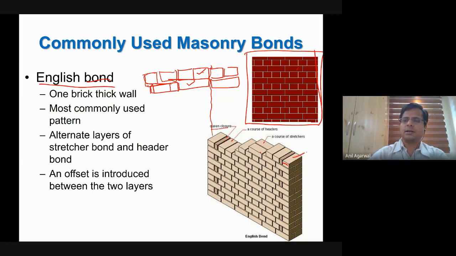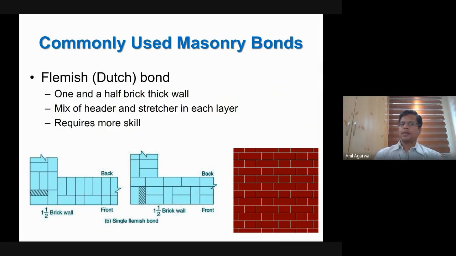So this is the header layer and this is the stretcher layer. So stretcher, header following each other. That is the arrangement in the English bond. The fourth one and the last one is the Dutch bond or Flemish bond.